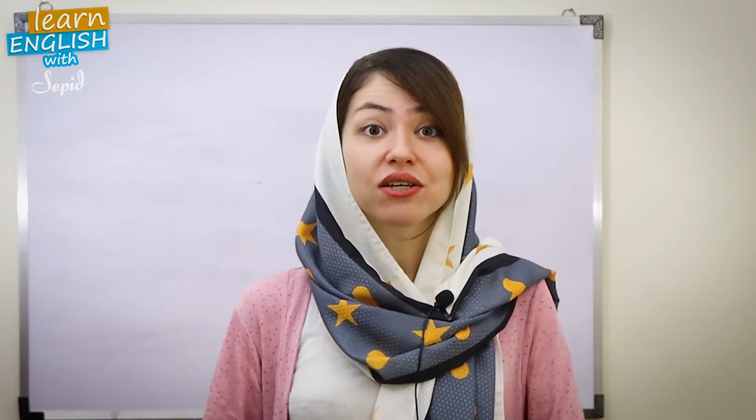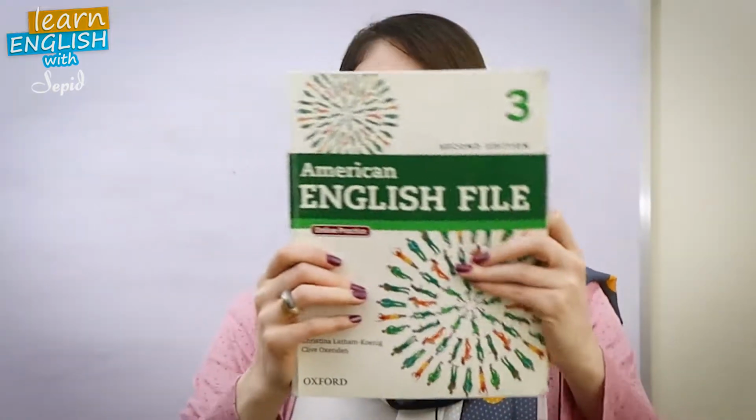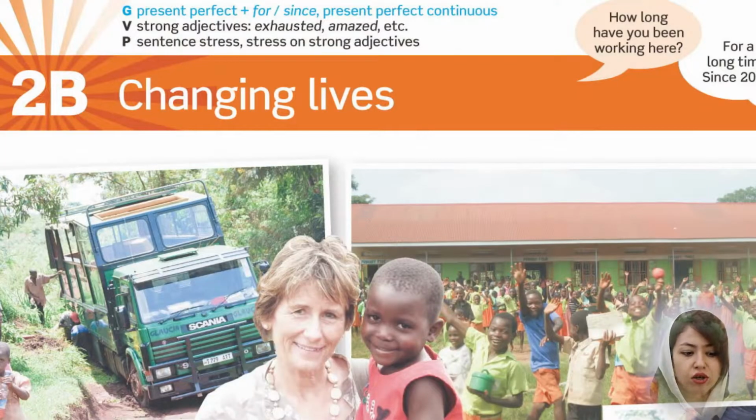Let's get started. Today we're gonna work on American English File 3, but what unit? So 2B. Before going to American English File Unit 2B, take a look at the link above, okay? So check the previous sessions and learn lots of things. So let's get started. To Be Changing Lives on page 18.